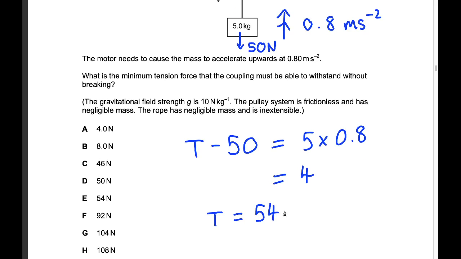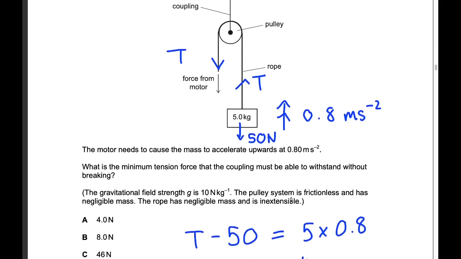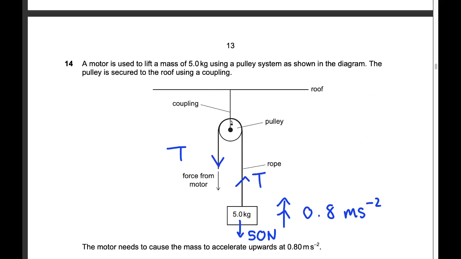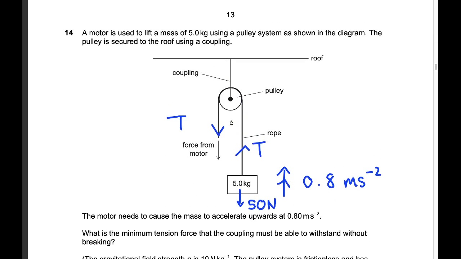But that's not really what they asked for. They asked for the tension in the coupling. What's the maximum, sorry, what's the minimum tension that the coupling must be able to withstand?